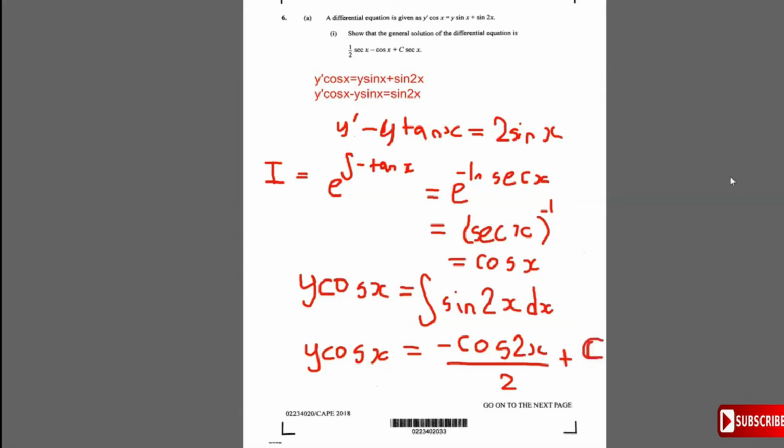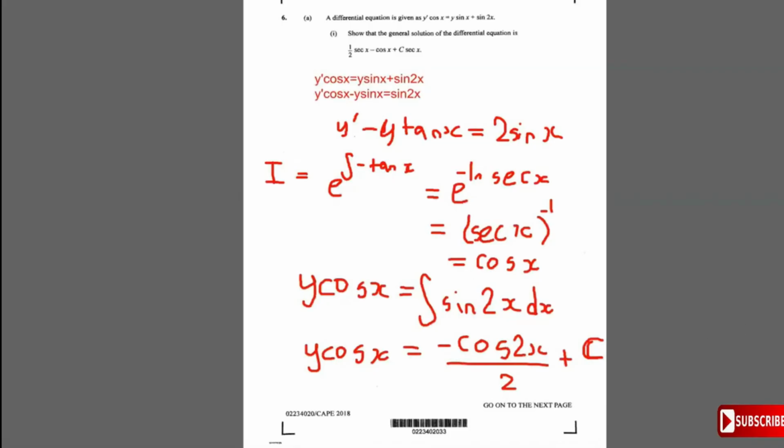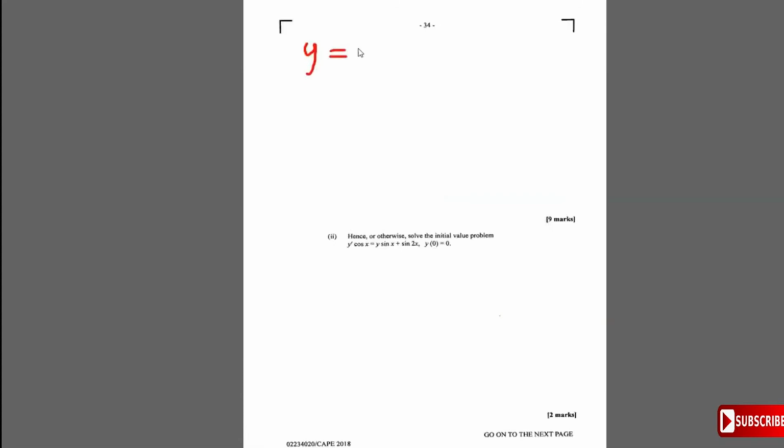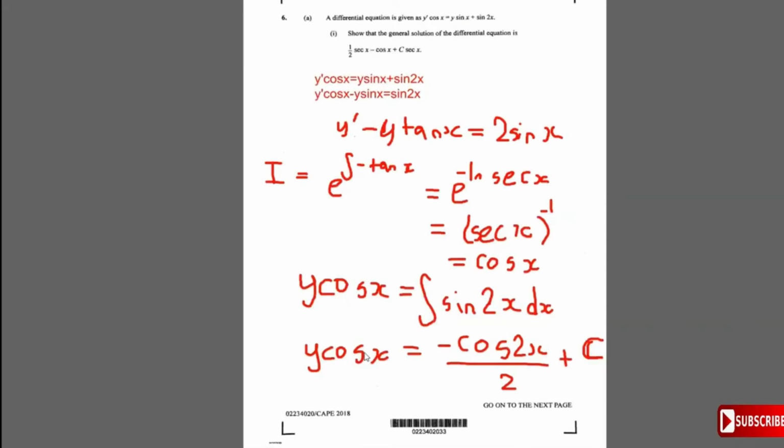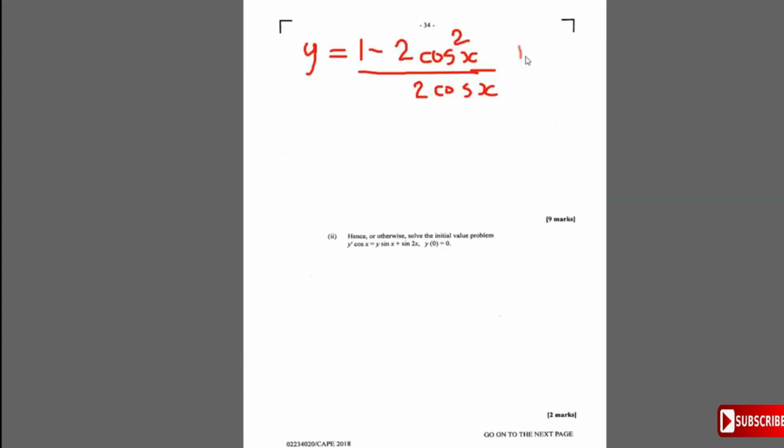So I divide through by cosine. Dividing through by cosine, I'm going to get y is equal to minus cos 2x over 2 over cosine. Now minus cos 2x is the same as 1 minus 2 cos square x, being divided by 2 cos x. Then we have plus c over cos x. So divide through by cos x, that's what we get. C over cos x, so this is y.